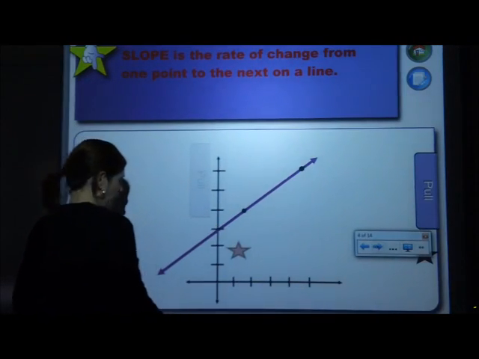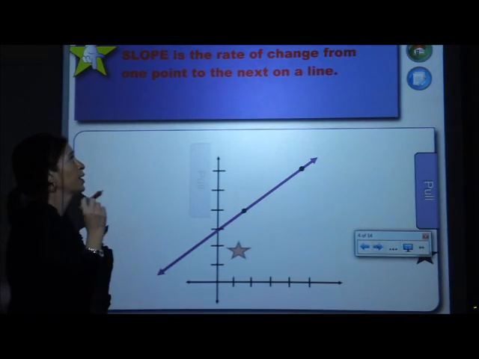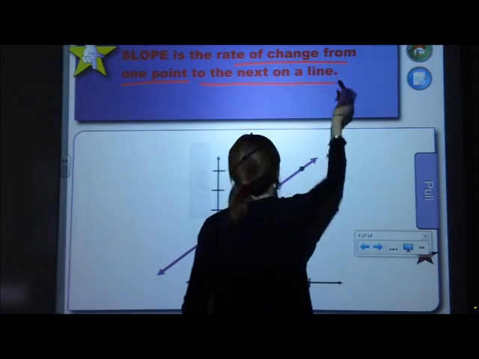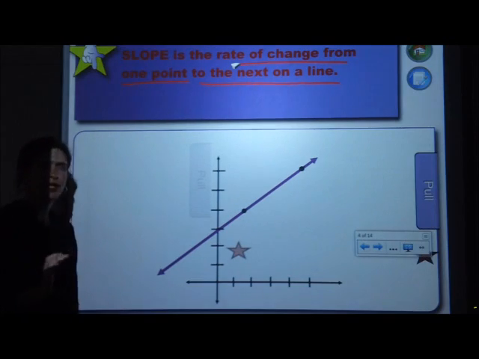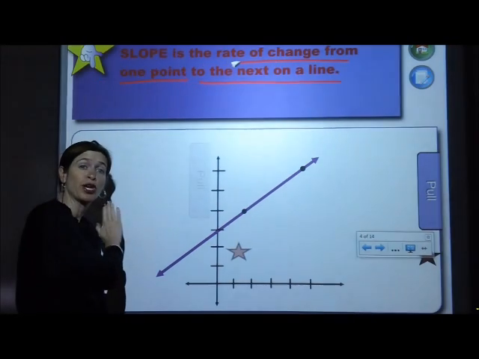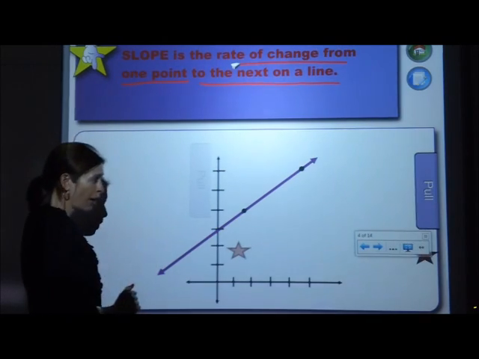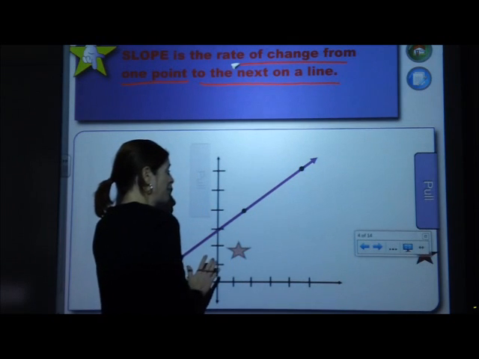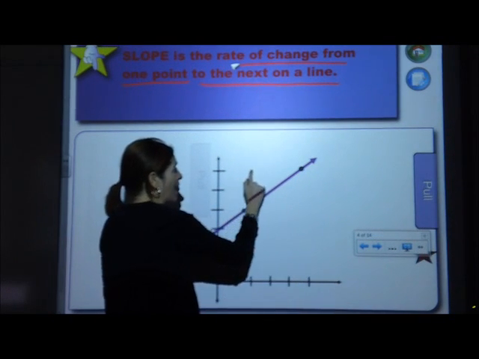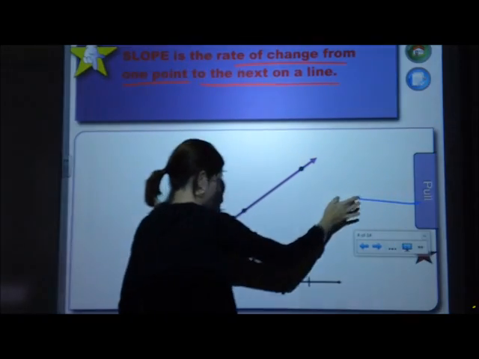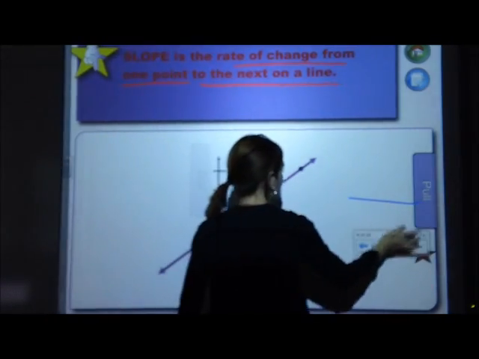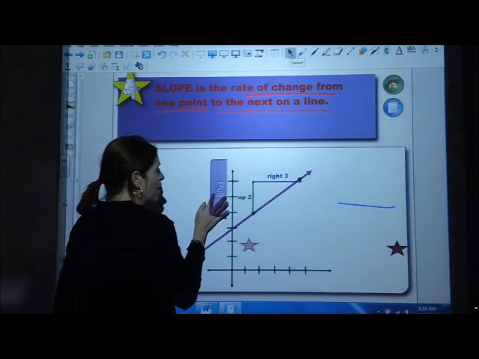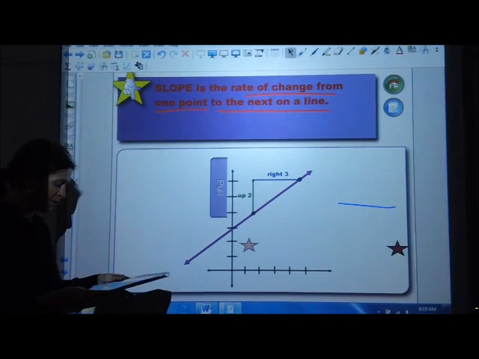Now, yesterday when we talked about it, I said the slope is the rate of change from one point to the next point on a line. But what I said was really important is that when we're talking about graphs, we always look at the graph from left to right. So if I'm looking at this graph, I know that from this point to this point, I'm going up 2 and to the right 3. Oops, my pen doesn't want to work today. So let me get back to that. If I look at it, I'm going up 2 and to the right 3.